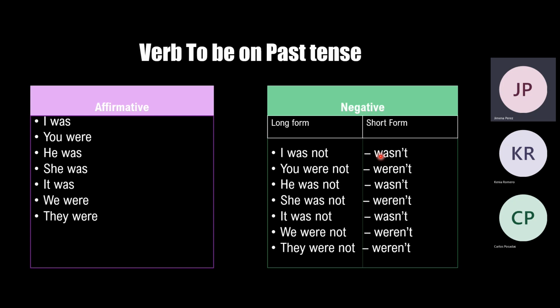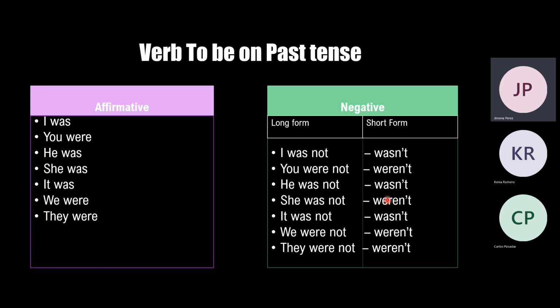We join or match was and not. In this case, it's wasn't. So I can write I was not or I wasn't. You were not, you weren't. He was not, he wasn't. She was not, she wasn't.